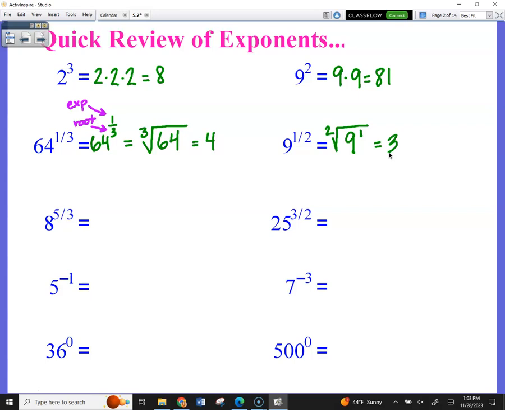All right, 8 to the 5/3. Tell me in radical form. Cube root of 8 to the 5th.